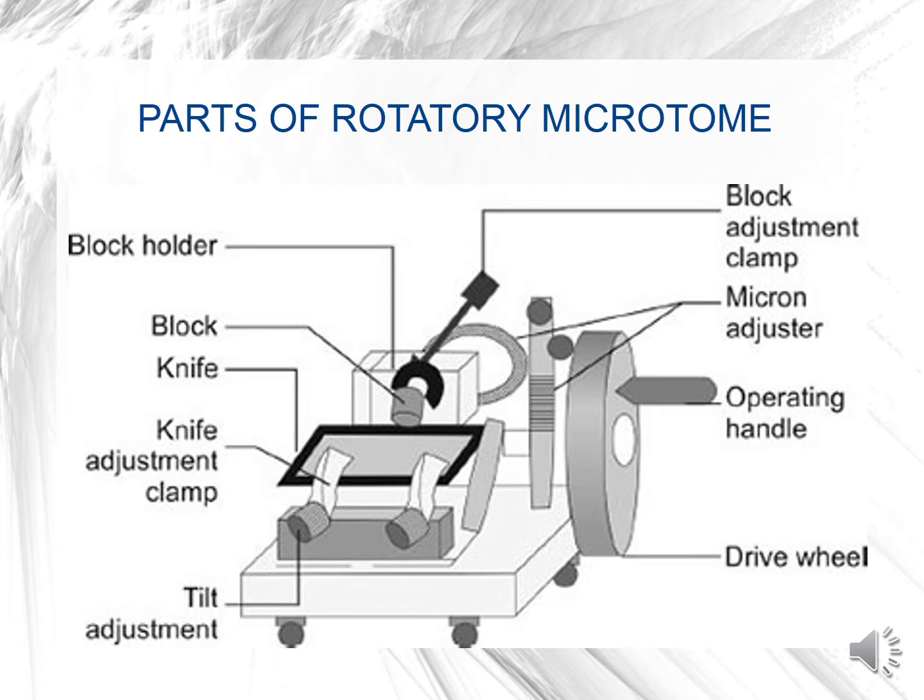This is the block adjustment clamp. If we want to fix the block in a particular direction, then we can adjust it with the help of the adjustment clamp. This is the micro adjuster, which is used to adjust the clamp. This is the operating handle, which we rotate in a clockwise direction. And this is the drive wheel, which is rotated in one direction.